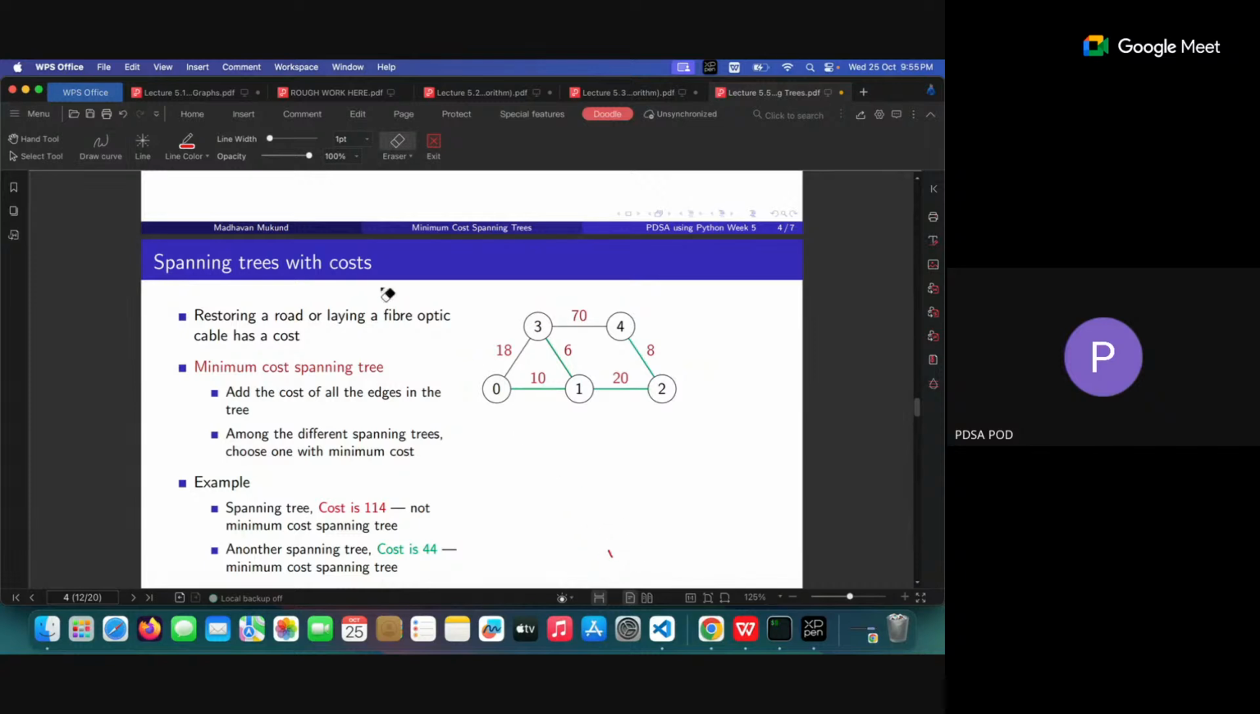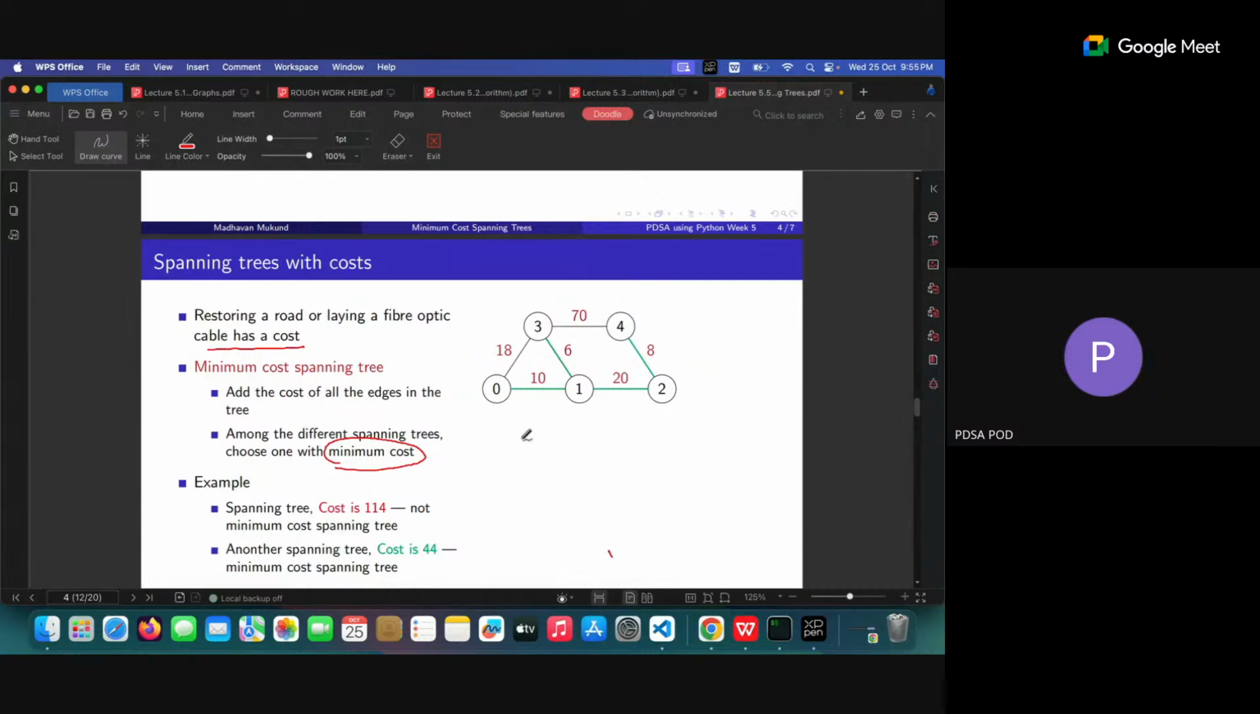Please look at here, edges with cost are there. Adding the cost of all edges in the tree, among the different spanning trees, choose the minimum one. If you choose the minimum one, you can have a look. We have one particular tree, and you have a cost of 44 also.